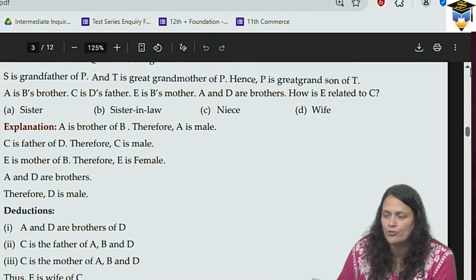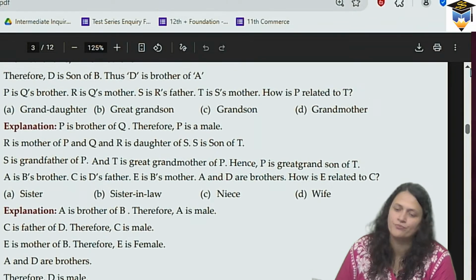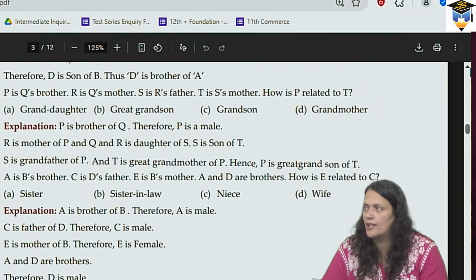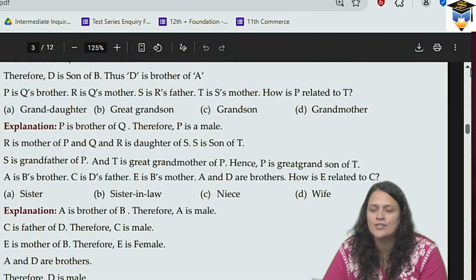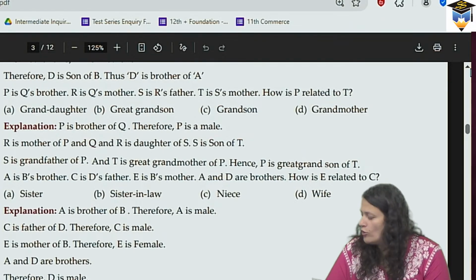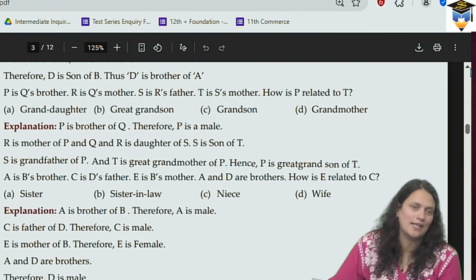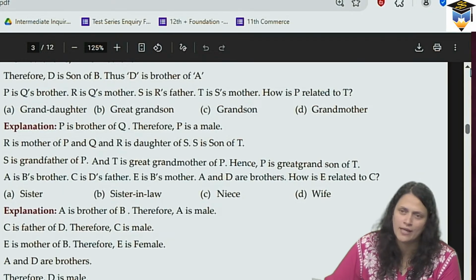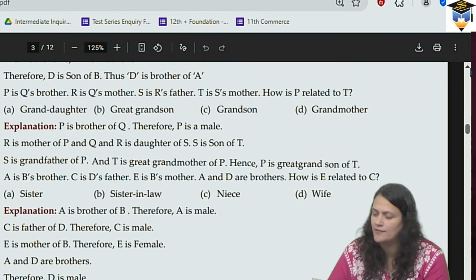Now I want you to draw the second diagram, all of you. P is Q's brother, R is Q's mother, S is R's father, and T is S's mother. So how is P related to T? Please draw this diagram. This is the only way in which you can get full marks. All 5 marks you will get if you solve by this method.